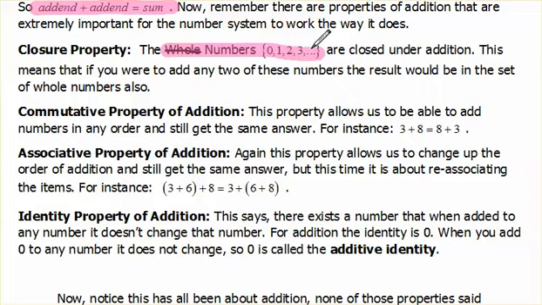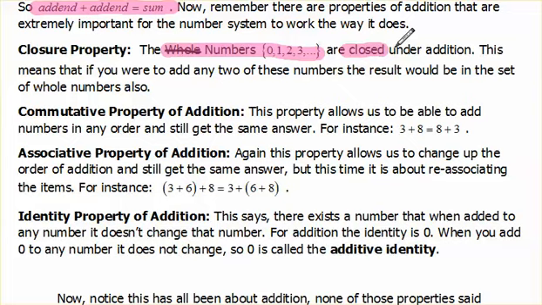And the closure property tells us that the whole numbers are what we call closed under addition. Now, this means that it doesn't matter what two numbers you pick in the whole number set, whatever your answer is also in the set. There's nothing that appears outside of that set. So any two numbers that you add together is going to be a whole number, which would be in the whole number set. That's what makes it closed.